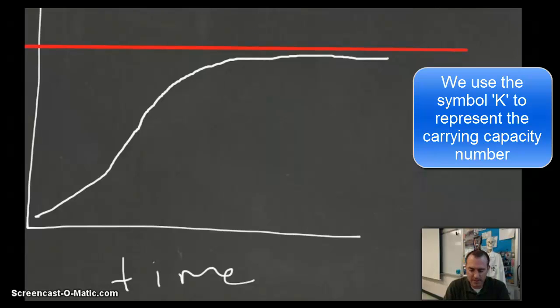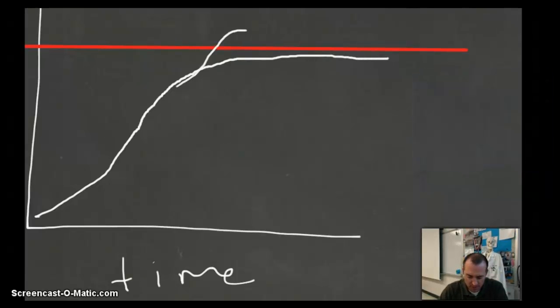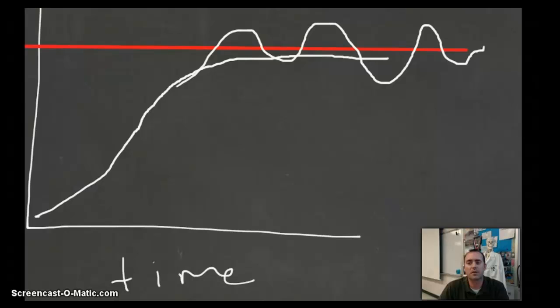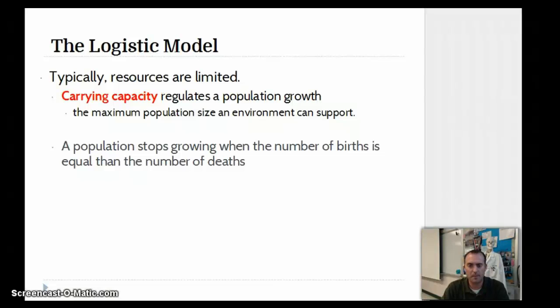Now, usually we don't see a perfectly flat line like this in the real world. Usually the graph will fluctuate around the carrying capacity. It might go really far down, it might go up, it might go down again, and it fluctuates around that carrying capacity. Usually it's not a perfectly straight line like it's pictured here.